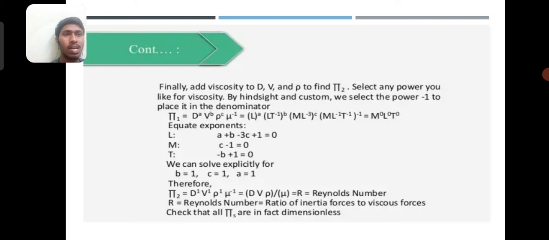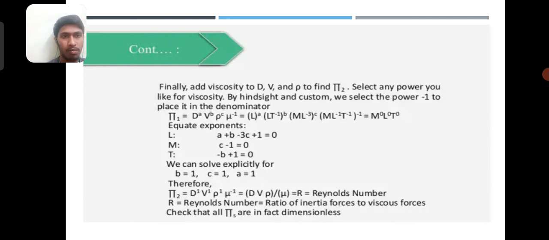By solving this problem, we get the further equations where the L, M and T equations are: the L equation is a plus b minus 3c plus 1 equals 0, the M equation is c minus 1 equals 0, and the T equation is minus b plus 1 equals 0. We can solve for the exponents, and overall the results are a, b, c equal 1. By substituting the above values in the equation, we get the pi 2 value, where pi 2 equals d power 1, v power 1, rho power 1, mu power minus 1.